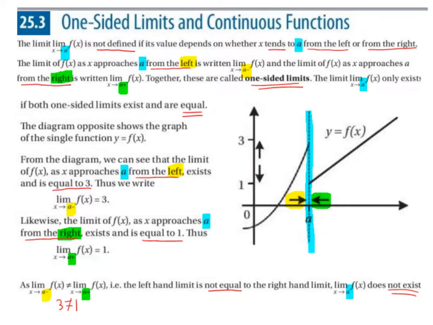So both limits exist, but they are not equal. As the limit of f(x) as x approaches a from the left is not equal to the limit of f(x) as x approaches a from the right, so basically 3 is not equal to 1, i.e. the left-hand limit is not equal to the right-hand limit, so therefore the limit of f(x) as x approaches a does not exist.